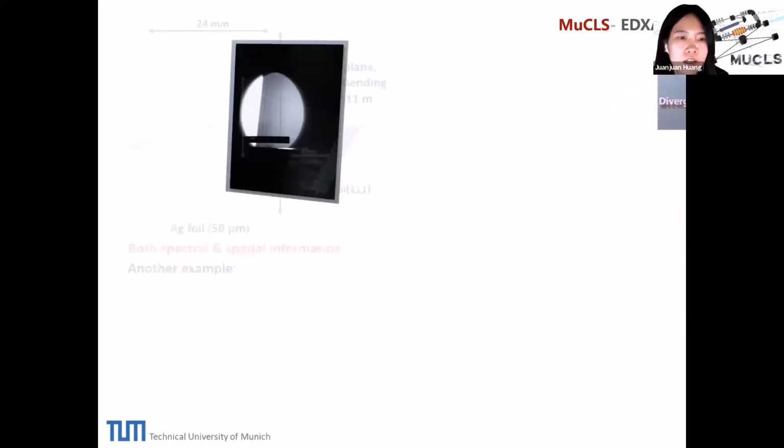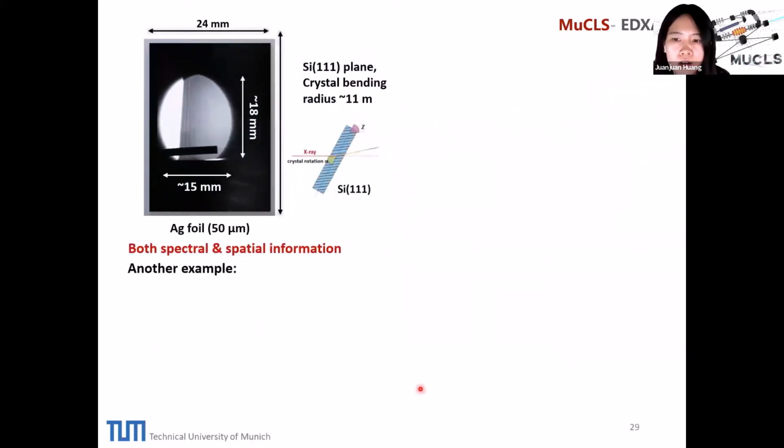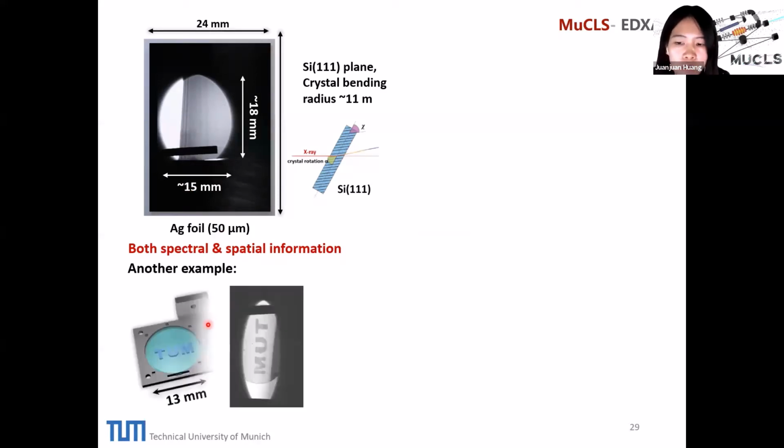Okay, so using this setup, this is what we can see on the detector for this silver foil sample. You can see this image is energy resolved in the horizontal direction. For example, you can see the K-edge here, and these fine fringes correspond to X-ray absorption fine structure. It's interesting that this image is not only energy resolved, but also spatially resolved.